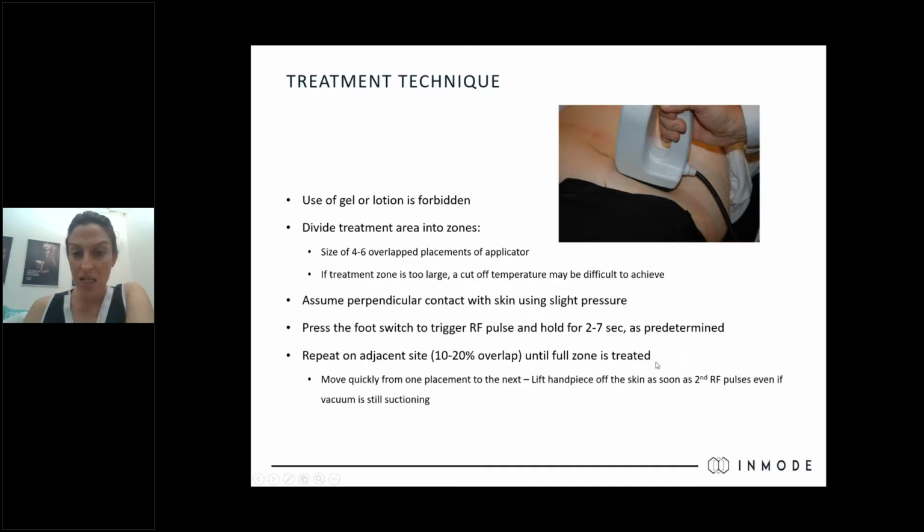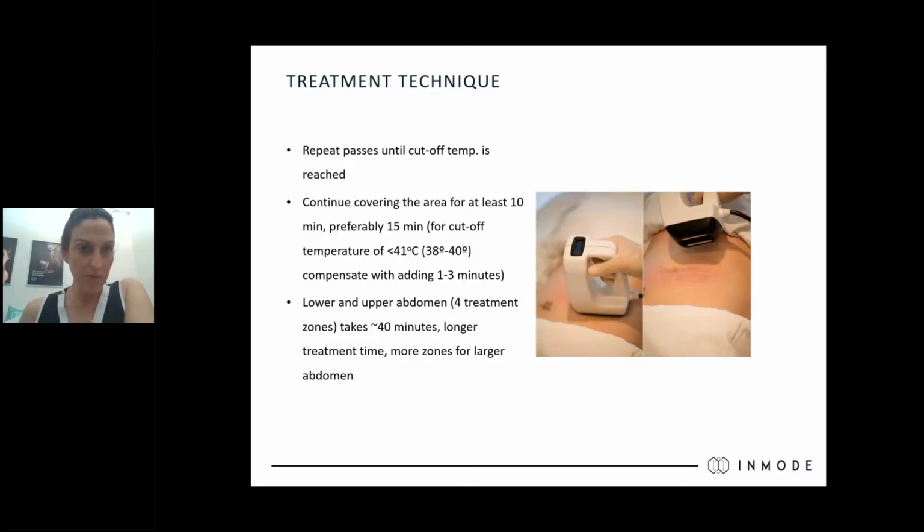Okay, we've talked about it. We want to make sure that we are overlapping slightly, just to avoid applying the electrodes on the exact same spot again and again. And then we're just repeating the passes until the cutoff temperature is achieved, and then we're going to continue the treatment for another 10 or 15 minutes, depending on the patient's ability to tolerate the treatment. Okay?